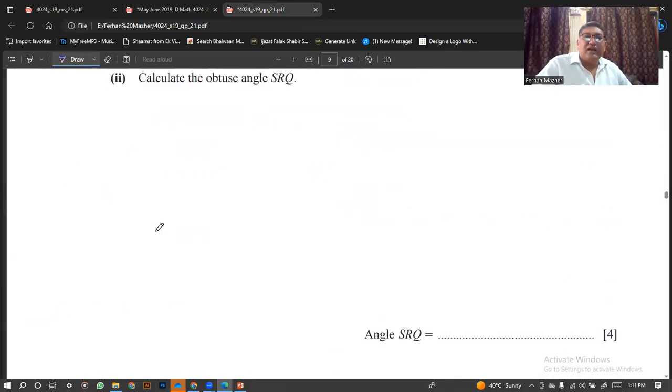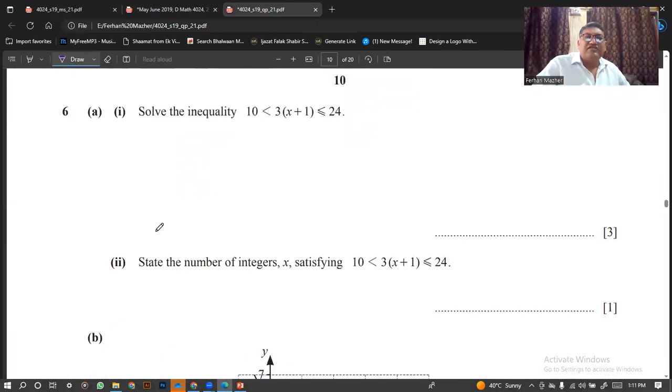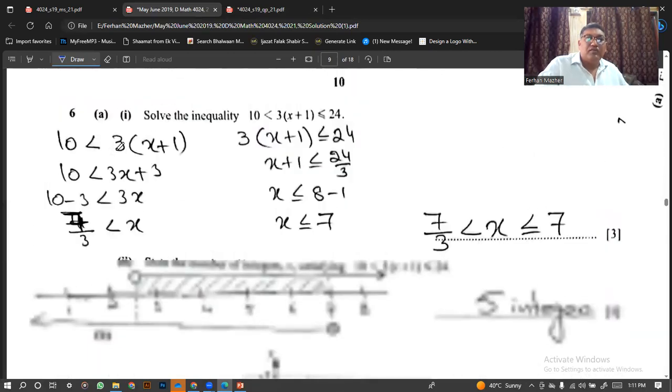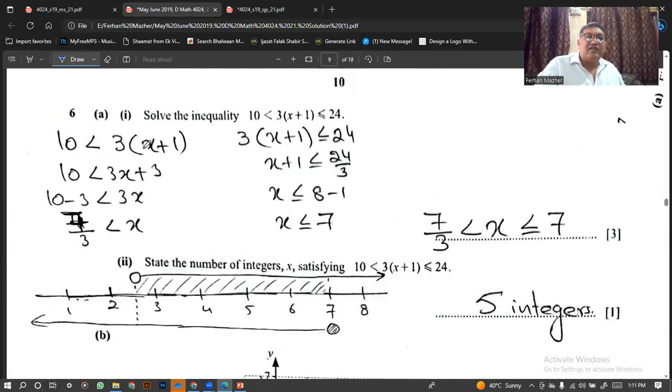So we are done with question number 5. Now we are on question number 6, part A. He says, solve the inequality. First I will solve this portion and then that portion. Here we have 10 less than 3 bracket x plus 1. So 10 less than 3x plus 3. So 10 minus 3 less than 3x. So 7 divided by 3 less than x. In other words, x is greater than 7 by 3, which is 2.3333.